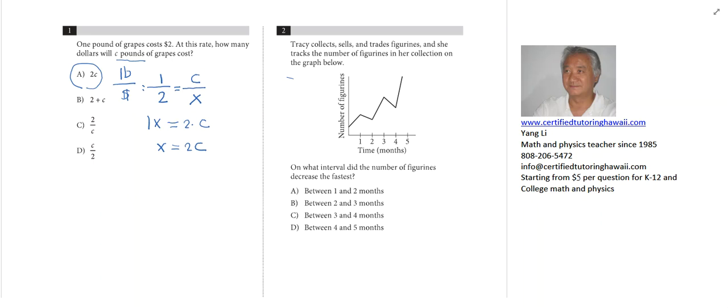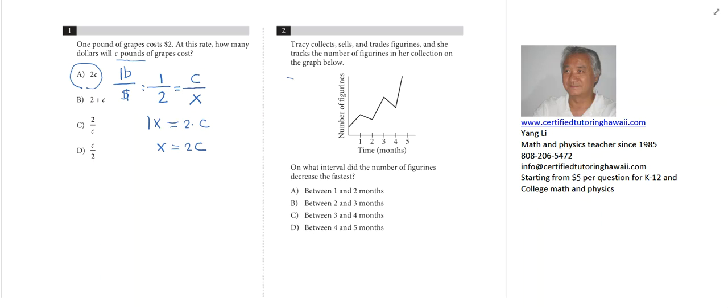Okay, let's look at number 2 now. The graph here: the horizontal axis is time, first month, second month, third month, and the vertical axis is the number of figures sold. They ask on what interval did the number of figures decrease the fastest, right? The most. So that means you look at the slope. Of course, I'm not looking at this one because this is increasing, but they ask for decreasing.